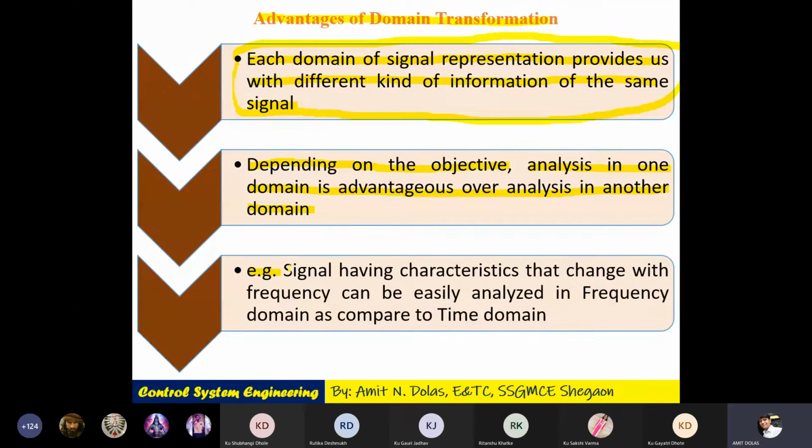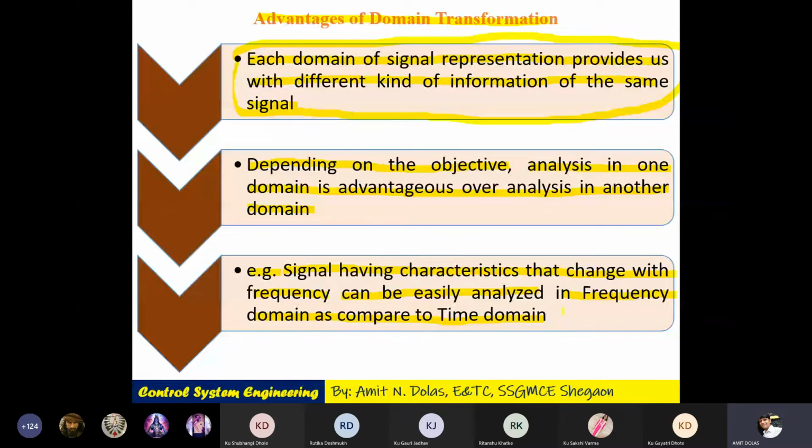For example, a signal having a characteristic that changes with frequency. If I change the frequency, the characteristic of the signal changes, which can be easily analyzed in the frequency domain, of course, as compared to the time domain, because in the time domain we cannot easily identify what changes are happening in frequency. So domain transformation is completely dependent on your objective and analysis.